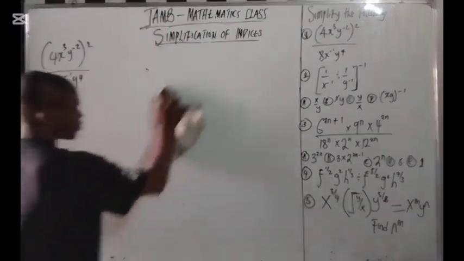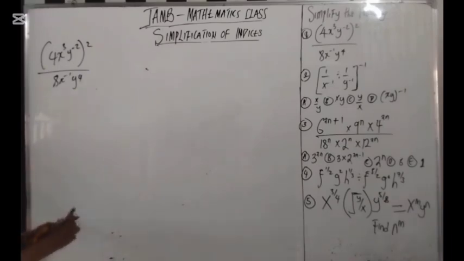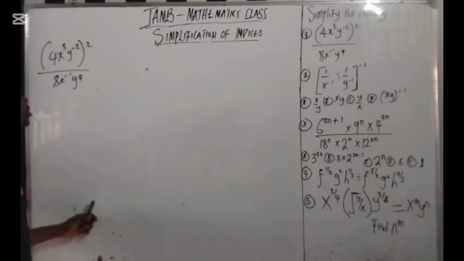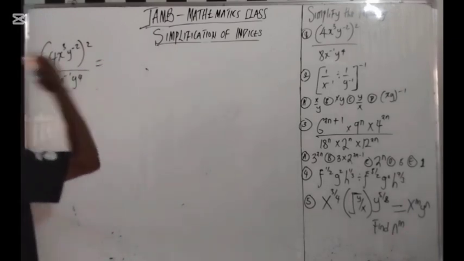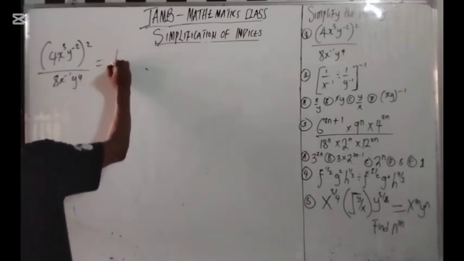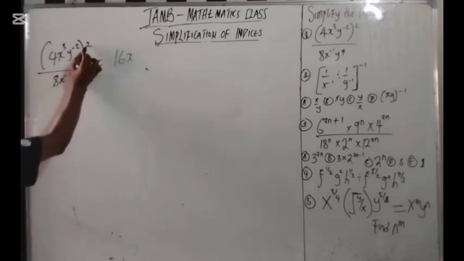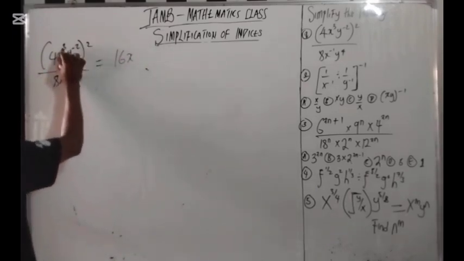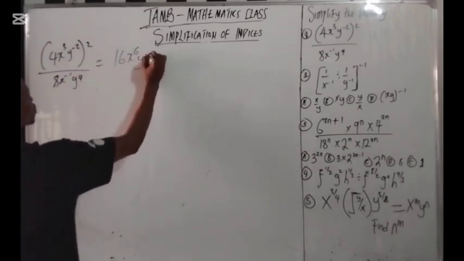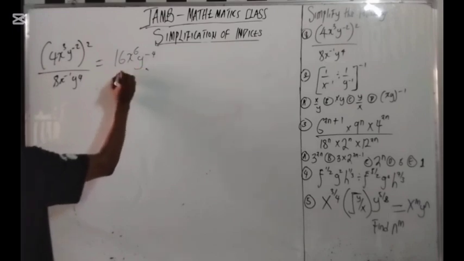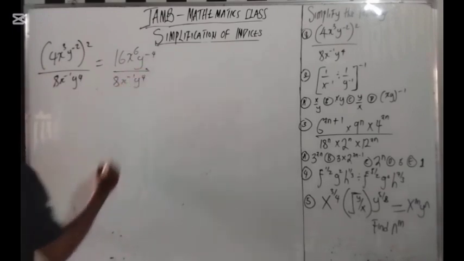So what will happen here? I've wiped this place. Which is going to be what? 4 raised to power 2, which is 16. 3 times 2 is what? 6. Then here we have y minus 4 over y to the power 4, right? So you can see that.